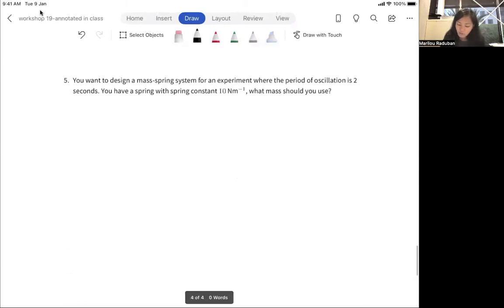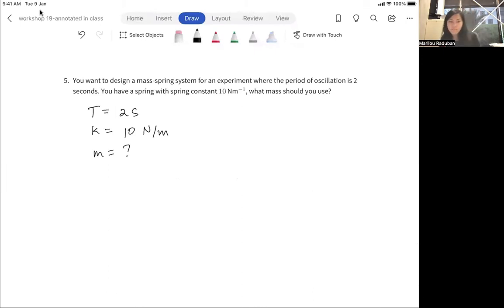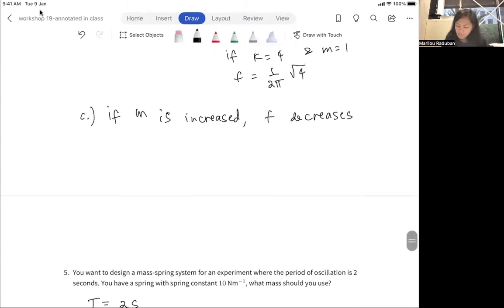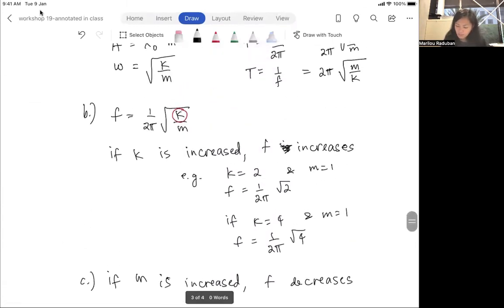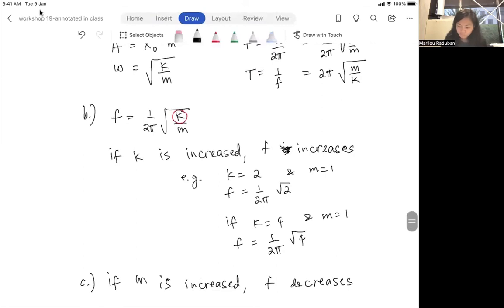Okay, and the last question, you want to design a mass spring system for an experiment where the period of oscillation is 2 seconds. So the period is 2 seconds, and you have a spring whose spring constant is 10 newtons per meter. What mass should you use? So mass and spring constant come into the equation here.